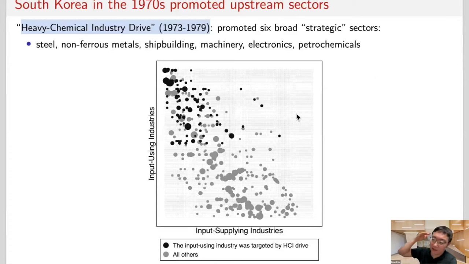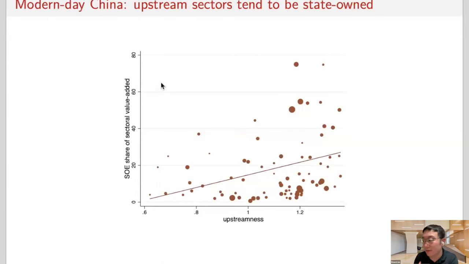In this figure, I'm highlighting the rows that correspond to industries that were targeted. As you can see, all the target industries were very upstream. So the heavy chemical industries occupy only the first half of this input-output table. So the heavy chemical industry drive, HCI drive, targeted upstream sectors. And looking back in history, that's actually a feature of also many of the East Asian interventions. So one country that I had better data for is China. China also provided significant subsidies to these upstream sectors.